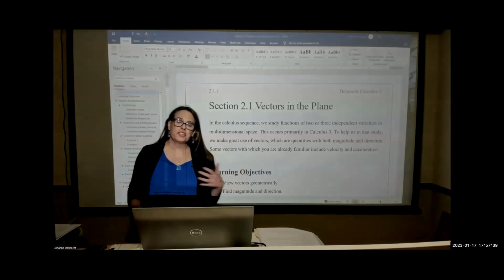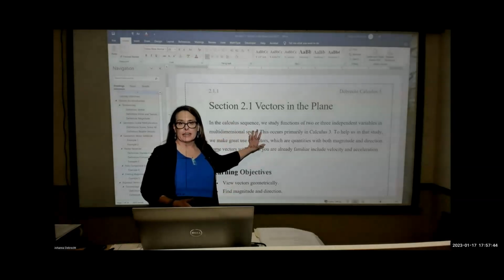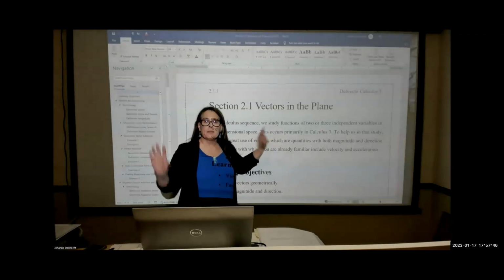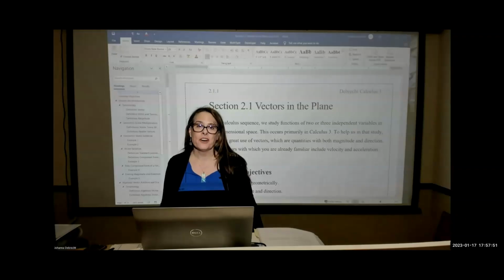First thing I'm going to do is share my screen with you so that you can see the notes on the back more easily. However, you should still be able to see me up in the corner. So let me share my screen with you and we'll get started on vectors in 2 dimensions.